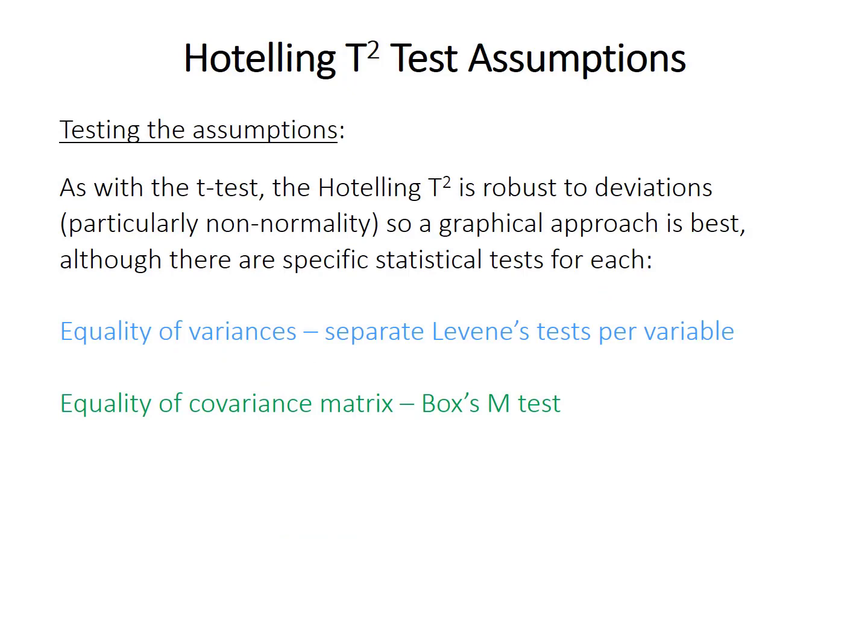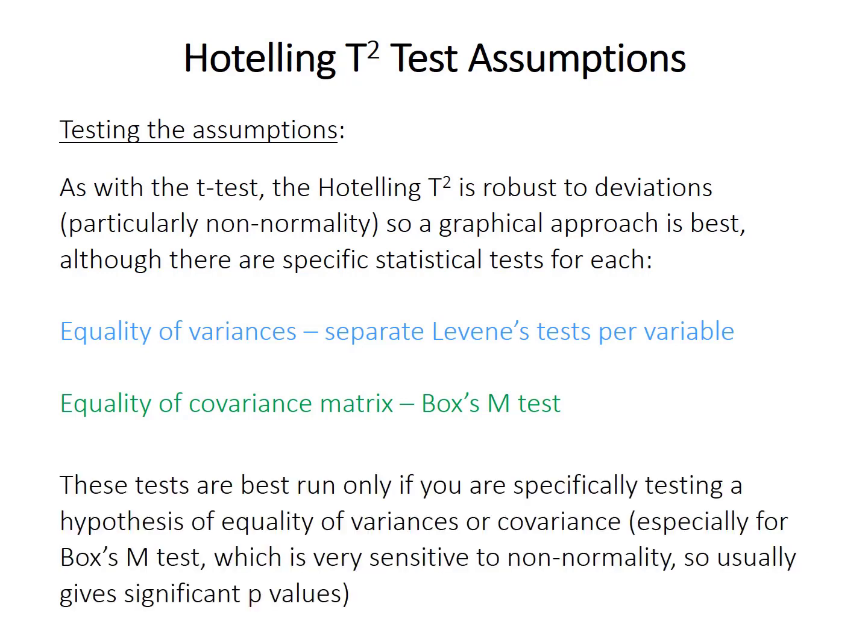So the Hotelling t-squared test is fairly robust to these deviations from these assumptions, particularly if it's not normal, as long as the sample size is fairly large. You could run, for example, Levene's test to see if the variances are equal. And there's also this test called Box's M to look at the covariance matrices, but it's generally not recommended. I mean, both of these tests are too sensitive, particularly if your goal is only to assess the assumptions. The Box's M test apparently is very sensitive to non-normality, so it will often reject the null hypothesis of equal covariance matrices, even if it's totally fine for a Hotelling t-squared test.